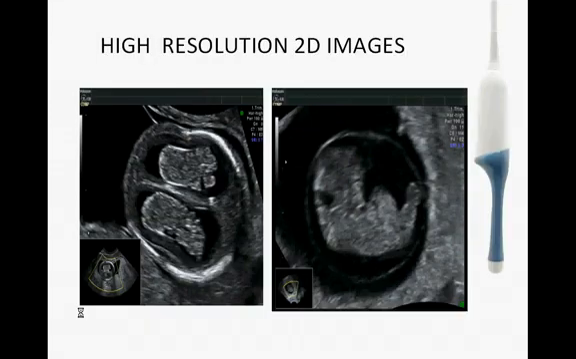These are the quality of images that are now possible with the high-resolution scanners that are now available in the market. You can evaluate the choroid plexus, you can see the magnified image of the fetal head there on the left side, and an 8-week, 9-week fetus seen in full view with the amnion around it is seen on the right side.